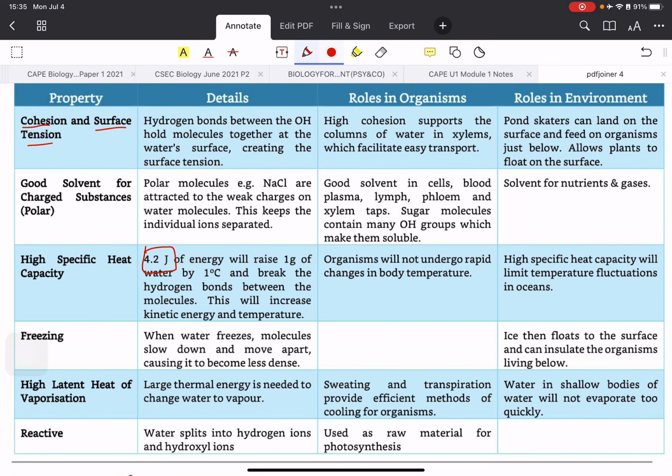Okay? And also, in the environment, remember there are large lakes, but there are also shallow ponds, right? And there are plants and fishes living in these shallow ponds. Now, if there's a large amount of energy needed to evaporate the water, then in these shallow ponds, the water will not evaporate so quickly that all the water will evaporate and the fish will die. Okay? So that's another use there.